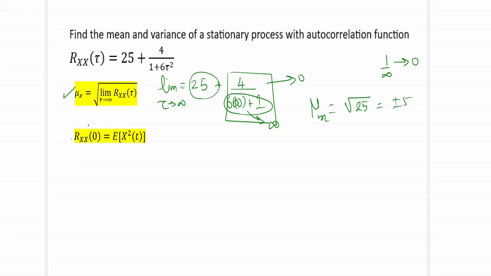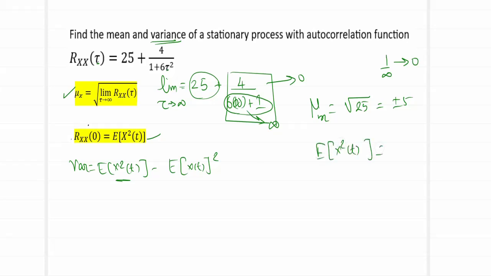Now moving on to the variance part. How to get your variance? Variance is given by E of x square of t minus E of x of t, the whole square. So we will have to find the E of x square of t, which is given by rxx of 0. So wherever we have tau, we will have to put the tau as 0. So this E of x square of t will now take 25 plus 4 divided by 1 plus 6 times 0. So this will become 0. 1 plus 0 makes it as 1. So it will be 25 plus 4 divided by 1. So now this will make it as 29.